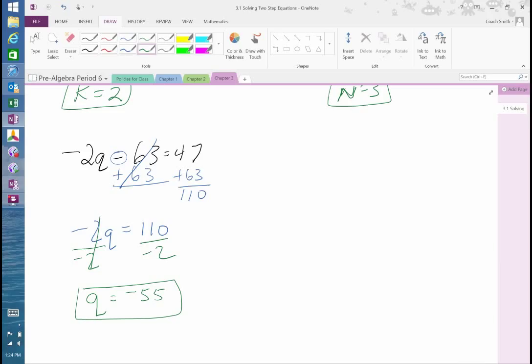Okay. Any questions over that one? How is it negative? Because we have one negative sign, one positive sign. So it's got to be negative. Okay. All right. Now let's look at some that have division in it.